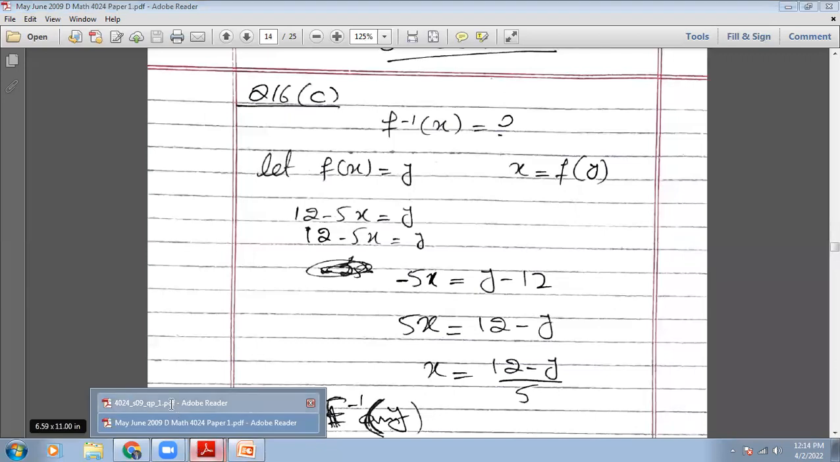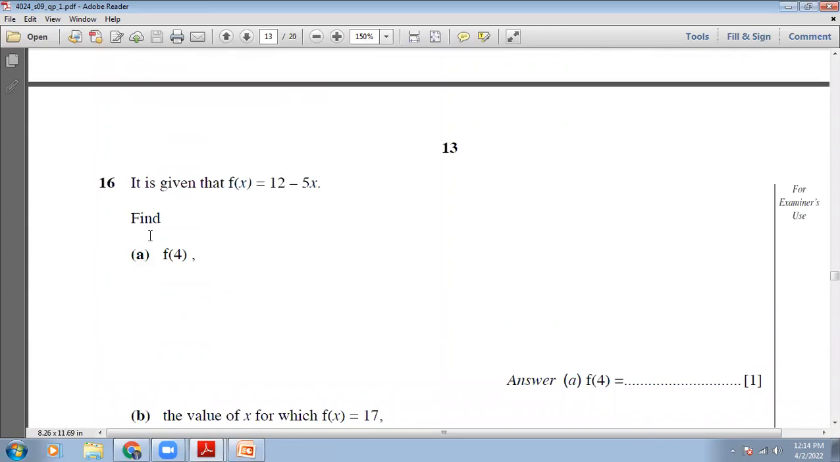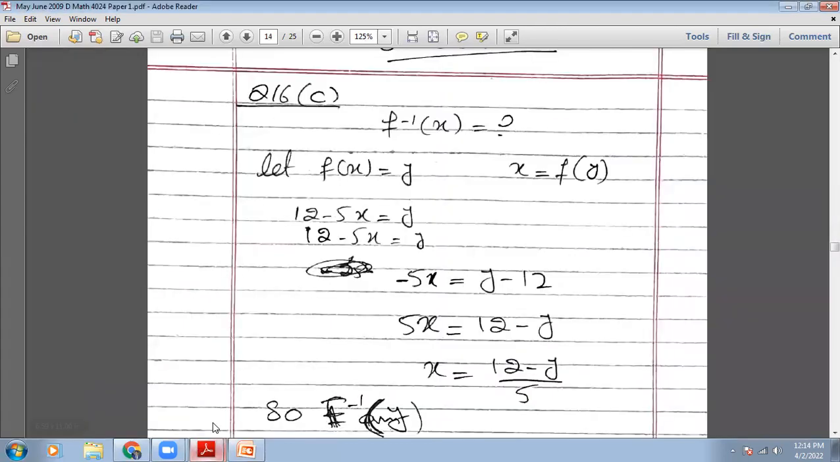Okay, so the next part, the C part, he says find f inverse of x. So we have to find the inverse of this function. The methodology is very simple. You suppose that f of x equals y, so x will be equal to f inverse of y. I just forgot to write inverse here. Here is the inverse, okay, minus 1.